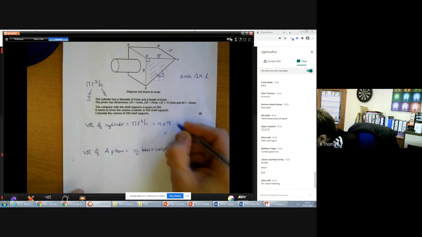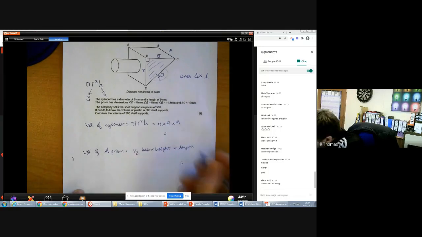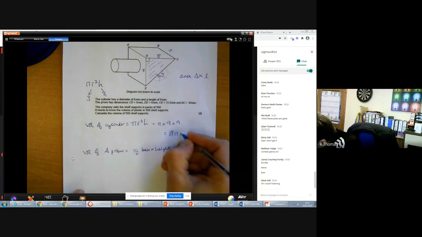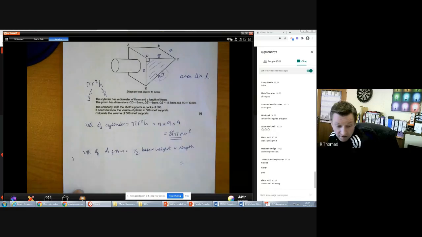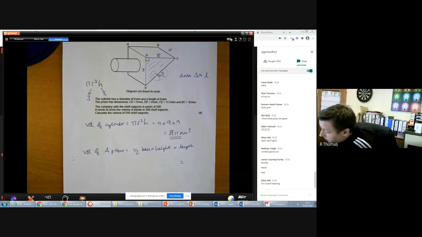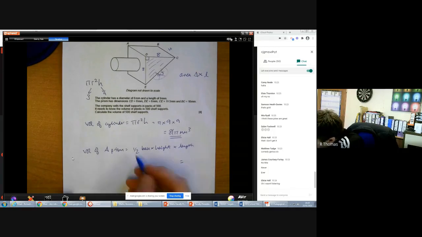So for the cylinder, I've got 81 pi millimeters cubed. I'm too lazy to times it by pi yet. Do it at the end. For the triangular prism, I've got a half times 8 times 8 times 10. That's 4, 4 to 32, that's 320 millimeters cubed.